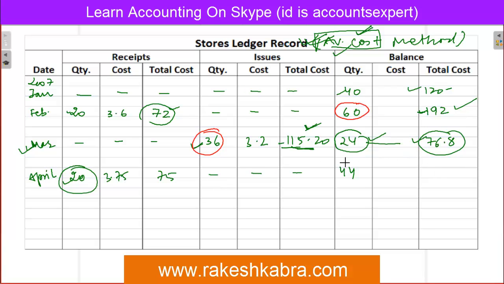And what is the value? This 76.8 plus this 75. Both we have to add. 76.8 plus 75, so the value will come 151.8. Understood? So this is the value: this value plus the value of this new inventory, new purchase 75. Okay.